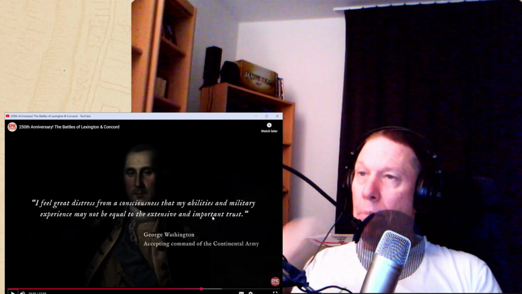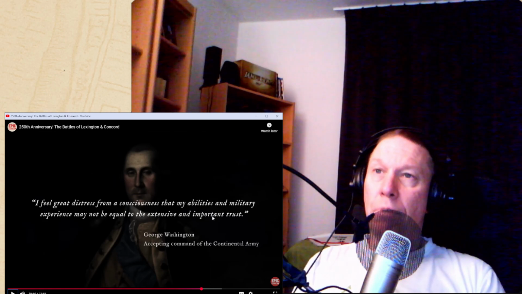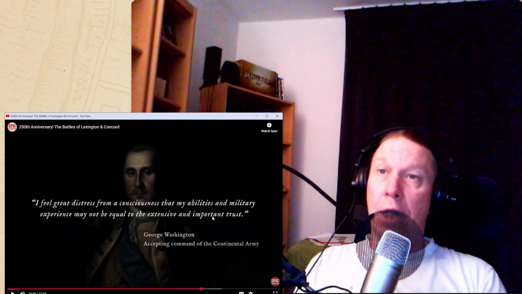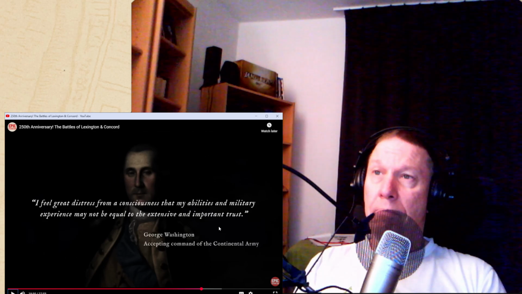Washington accepting the command of the Continental Army. "I feel great distress from a consciousness that my abilities and military experience may not be equal to the extensive and important trust."